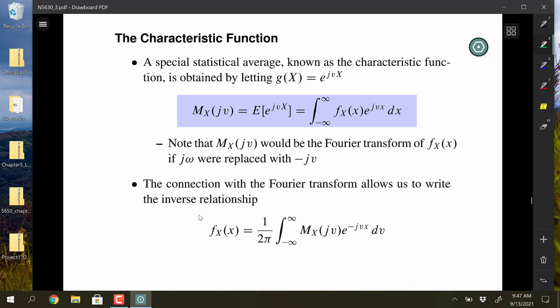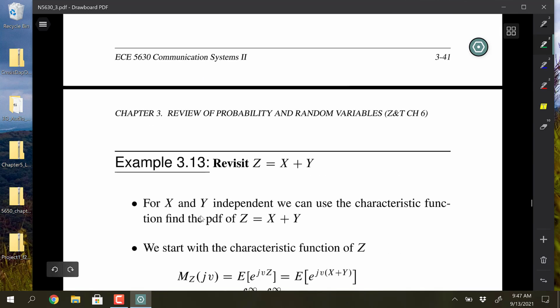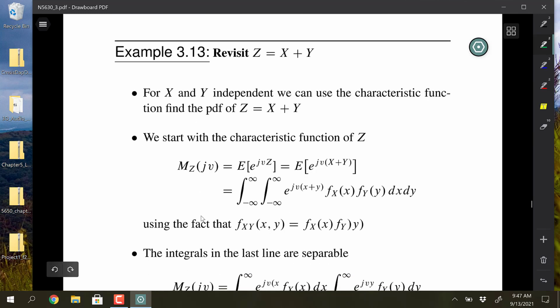So the formal definition of it is the expected value of a function of the random variable x that is defined to be e to the j v times x. So you end up with the forward transform as the expected value of this function, and then the inverse Fourier transform is getting back to the PDF. So a person might choose to work a problem in the characteristic function domain.